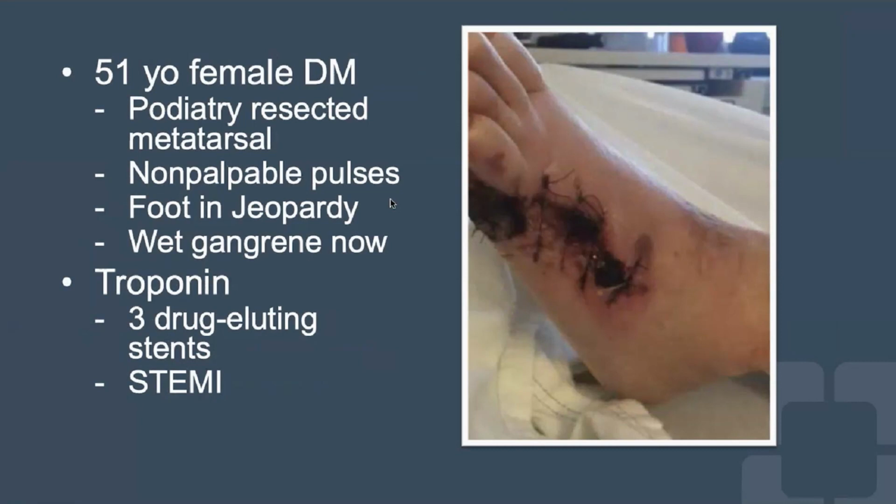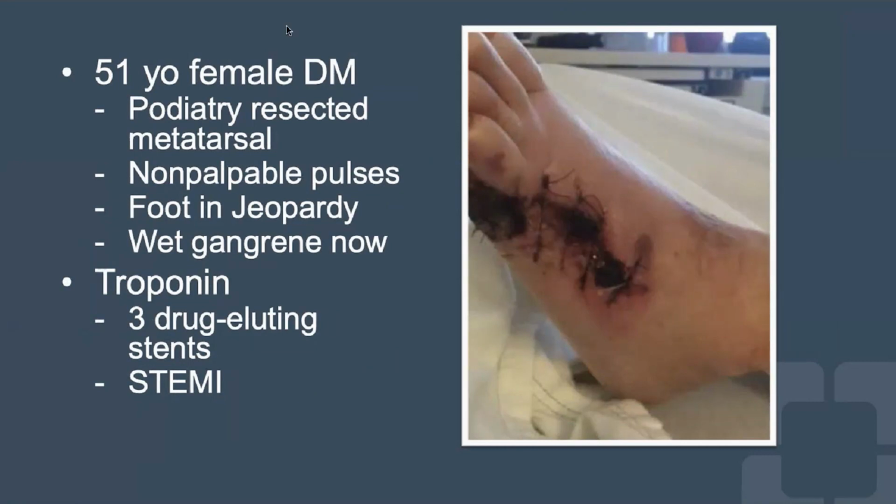This is another example of a patient that you may see where you get that call of the kind of soupy wound. The patient had a resected metatarsal, ended up with non-palpable pulses. This foot was in jeopardy. I can't tell you how bad it smelled, but it was just that purulent smell, wet gangrene now. Unfortunately, this patient had elevated troponins. Had 3 drug-eluting stents placed because right after these surgeries, the patient had a massive MI, or a STEMI, ST elevation MI.